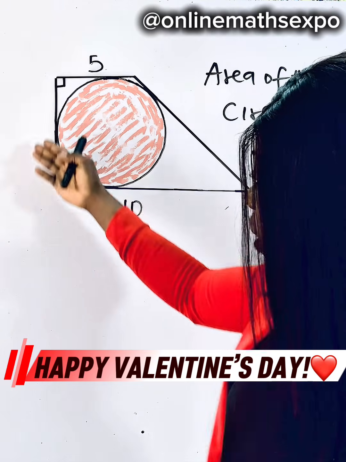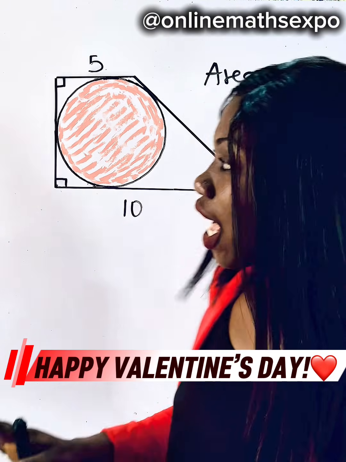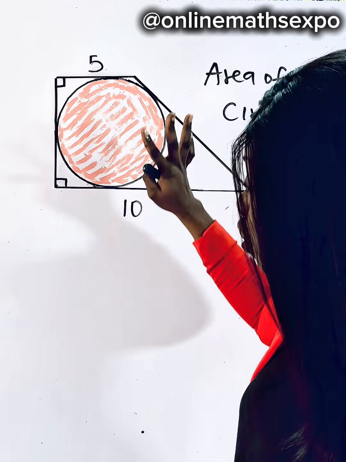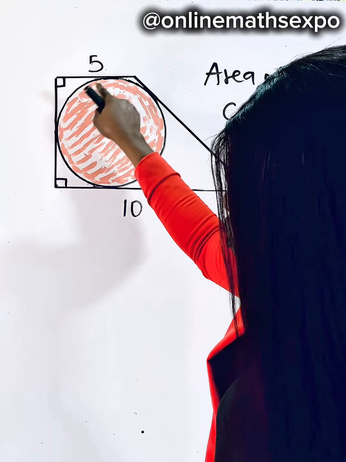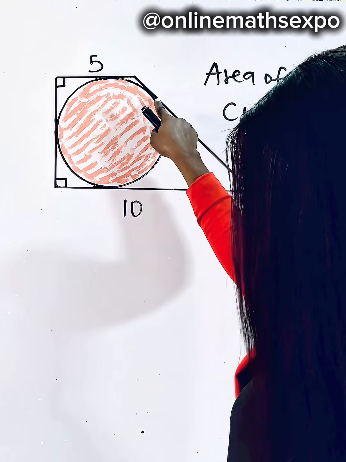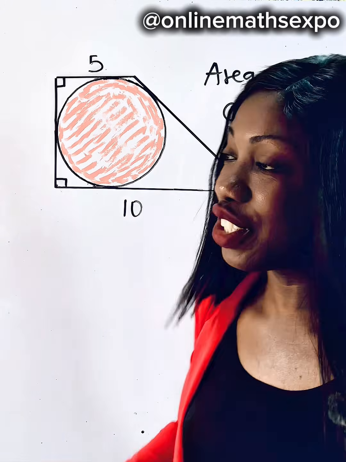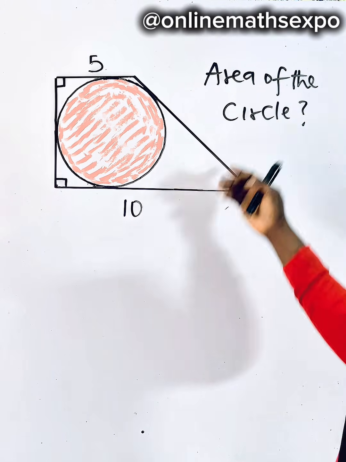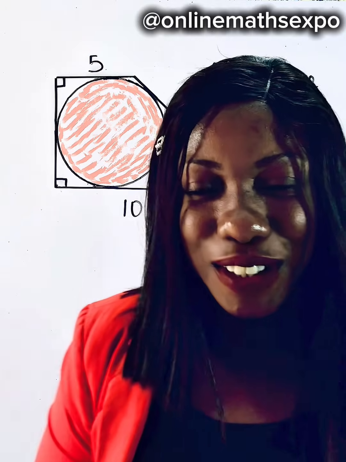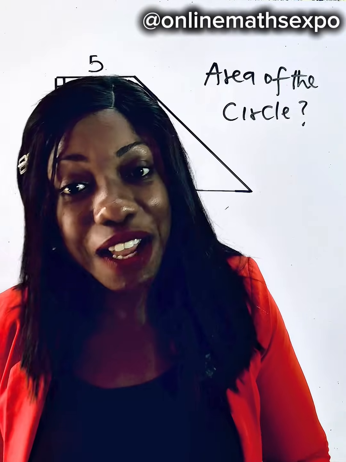We are given a trapezium or a trapezoid, and inscribed is a full circle, and you notice that the circumference of the circle is touching the trapezium at these 4 points. And the question is, what is the area of the circle? Is this something you can do? Relax, I will take you through that step by step.